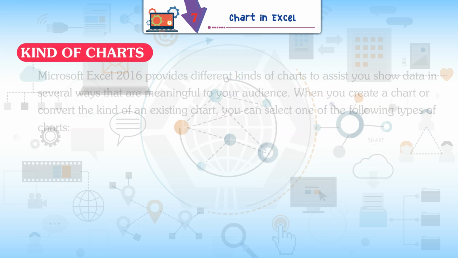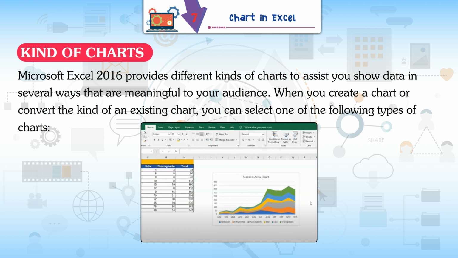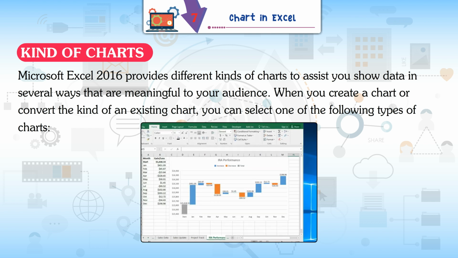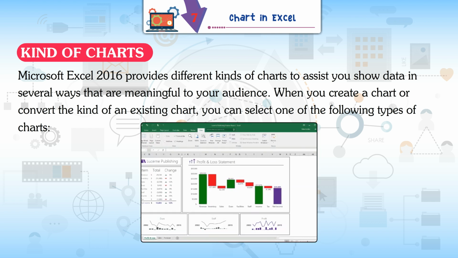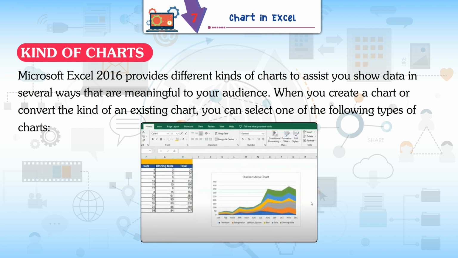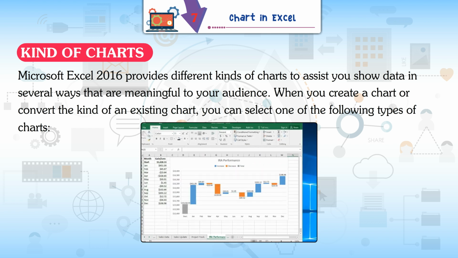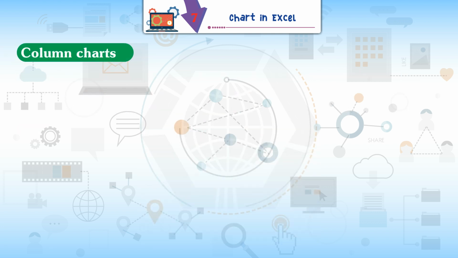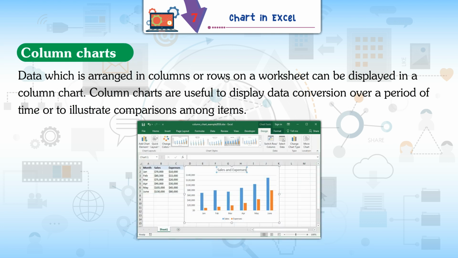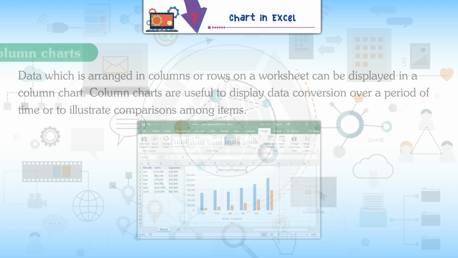Kinds of charts. Microsoft Excel 2016 provides different kinds of charts to assist you in showing data in several ways that are meaningful to your audience. When you create a chart or convert the kind of an existing chart, you can select one of the following types of charts. Column charts. Data which is arranged in columns or rows on a worksheet can be displayed in a column chart. Column charts are useful to display data change over a period of time or to illustrate comparisons among items.